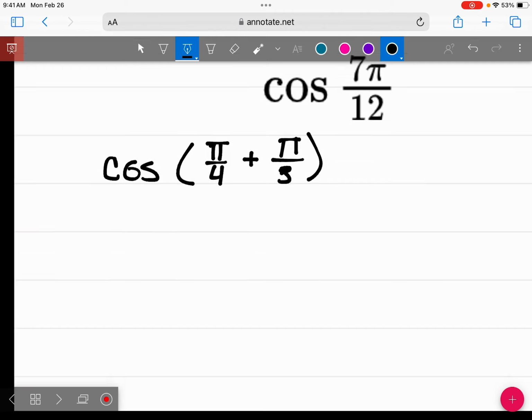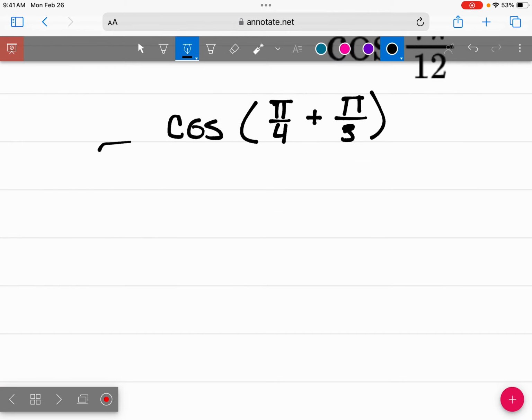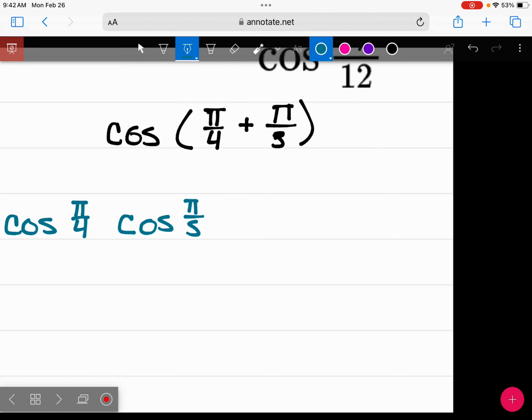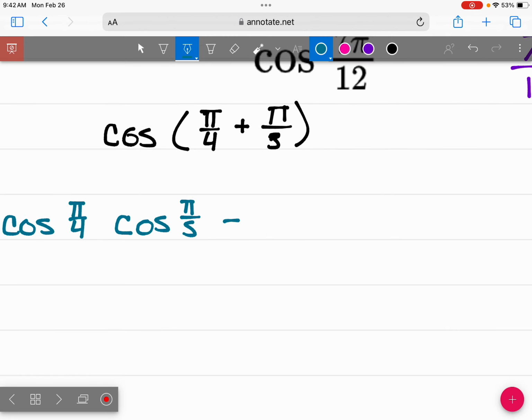And so we're going to use our formula. Cosines is a little bit different. So we're going to have cosine of pi over 4 times the cosine of pi over 3. The cosines always go together. And then they use the opposite sign. So we're going to subtract the sines of both of them: sine of pi over 4 and sine of pi over 3.